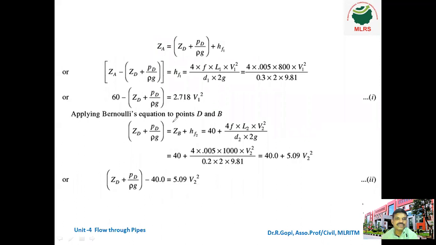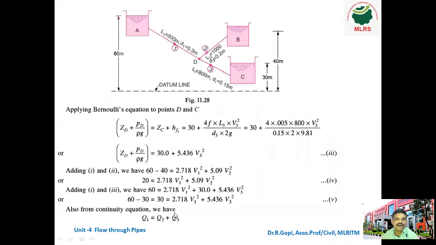So now you can add these two equations, equation number 1 and 2. Here minus is there, here plus is there, so these two get cancelled. And 60 minus 40 is 20. So finally, I got 20 is equal to 2.718 V1 square plus 5.09 V2 square. This is equation number 4.